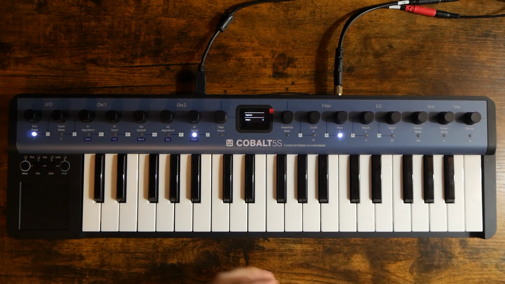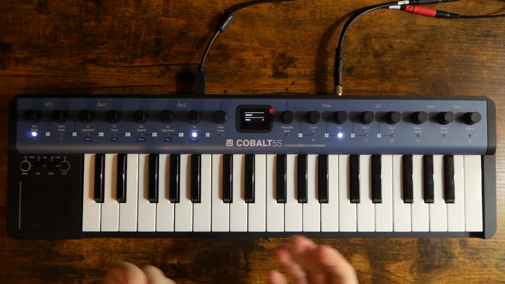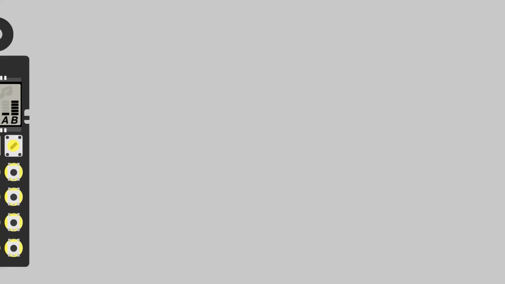This is the Modal Cobalt 5S, a synth that I haven't really talked about.